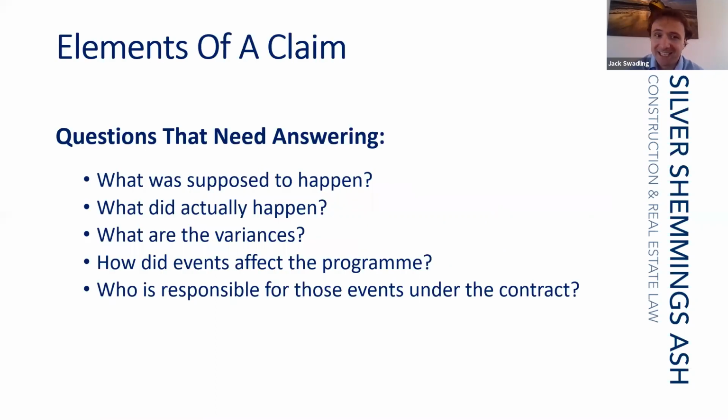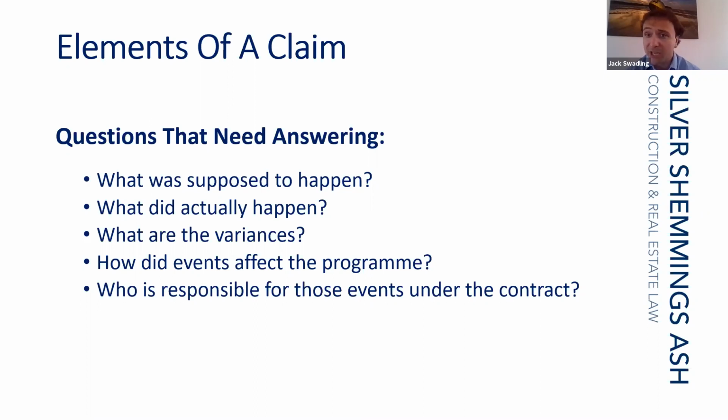So when looking at a delay event, how should we think about this? How should the claim be presented? Well, the following questions are good places to start. First, we're looking at what was supposed to happen. How were the works supposed to be carried out? What was the original program? What was the logic of that program? Could that program have been performed by the contractor but for the relevant event?